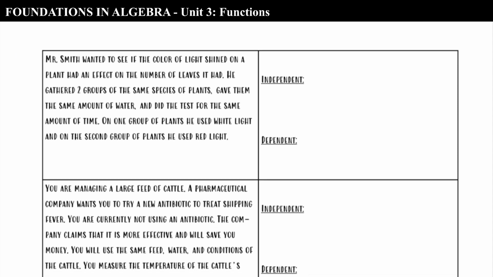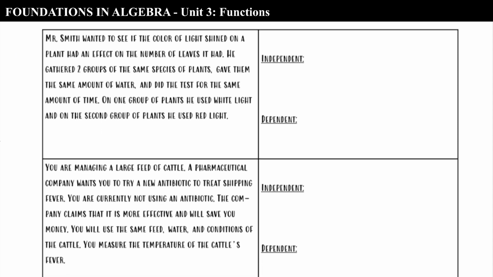Mr. Smith wanted to see if the color of light shined on a plant had an effect on the number of leaves it had. He gathered 2 groups of the same species of plants, gave them the same amount of water, and did the test for the same amount of time. On one group of plants, he used white light, and on the second group, he used red light. So, what are our dependent and independent variables?